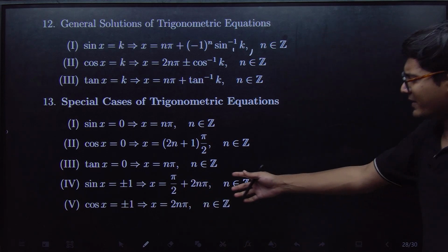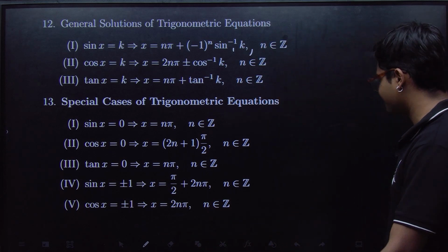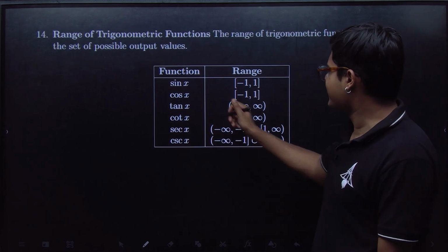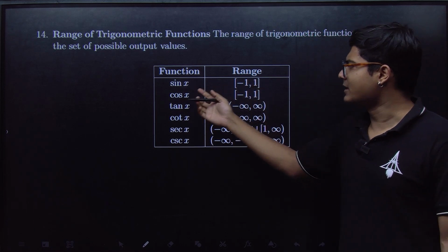Similarly, cos x equal to plus or minus 1 implies that x is nothing but an even multiple of pi, okay? Cool. Now some range of trigonometric functions. So if you look at sin x, we know sin x can only take values in the interval minus 1 to 1, both included. Same goes for cos.